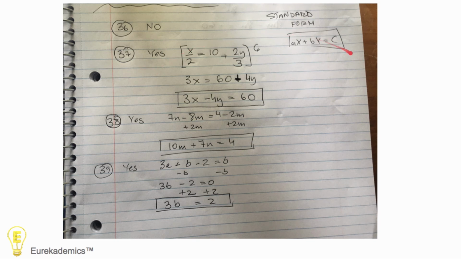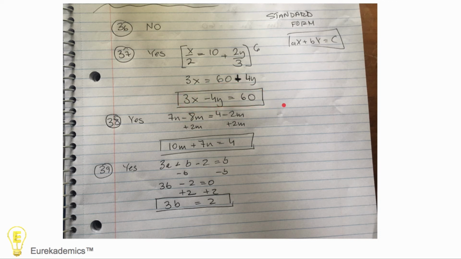37 is yes, and you have to put it into standard form, which means some number x plus some number y equals a constant. But you can't have fractions. So the idea is to kill the fraction using a multiplier of 6. 6 divided by 2 is 3, and 3 times x is 3x. 6 times 10 is 60. 6 divided by 3 is 2, and 2 times 2 is 4y. Then you have to put it into standard form, minus 4y, and you're good to go. 3x minus 4y is 60.